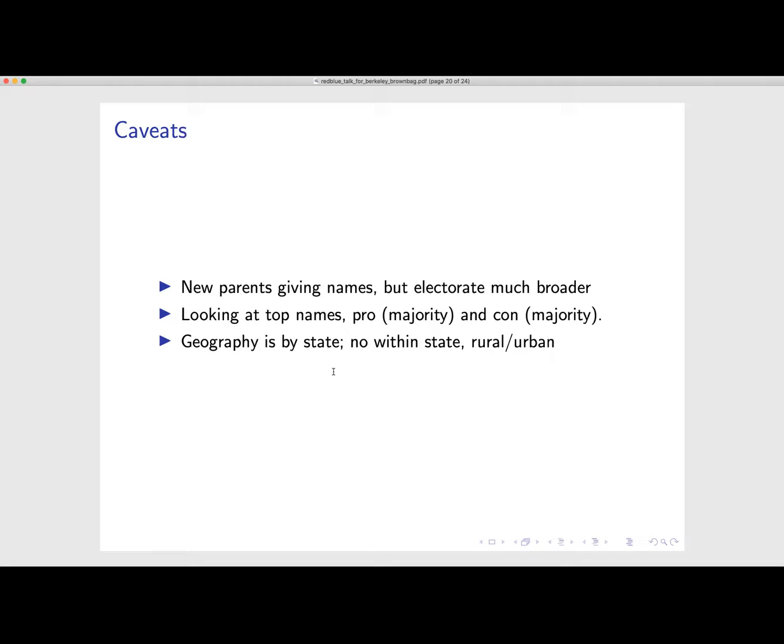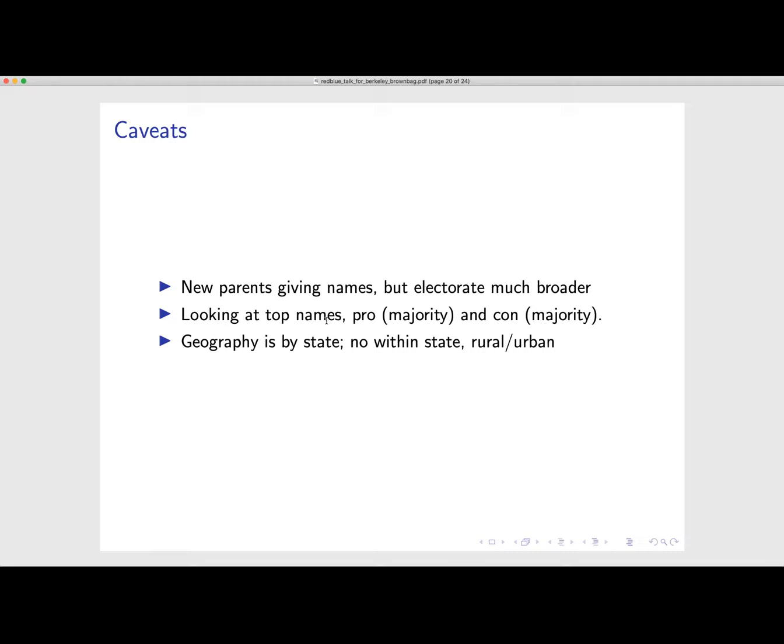But I guess that just says something: even though we think this is an individual act of choice when we give our children names, it's really a reflection of the community and society we live in. And so somehow this is working. The parents are acting as a proxy for this. We're looking at the top names. I said this is a good thing because if we want to make the leap to politics, it's the majority that wins, but it's also not taking into account at all the diversity of society.